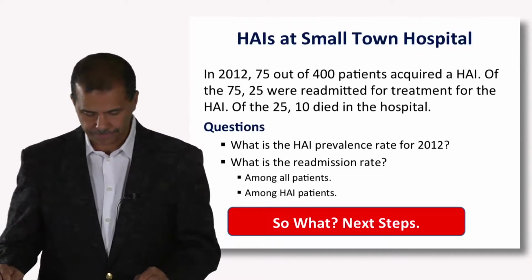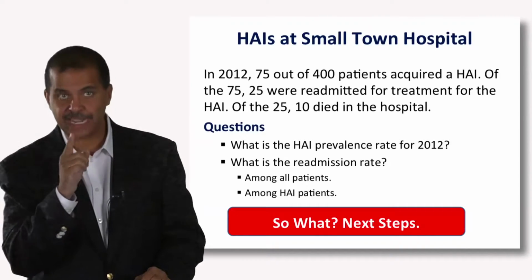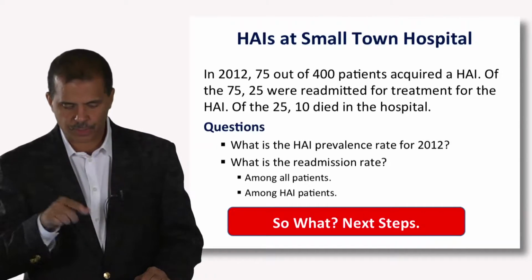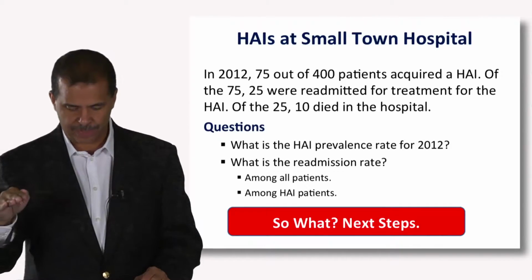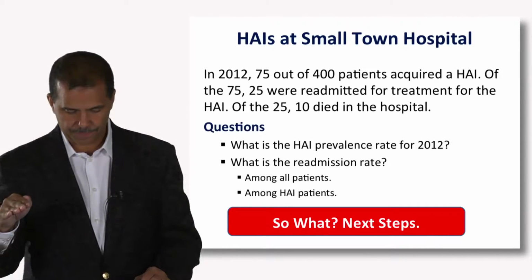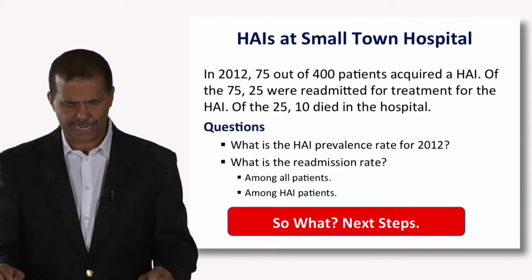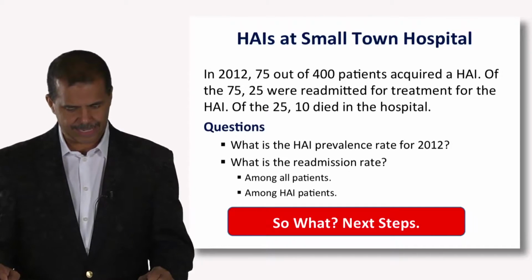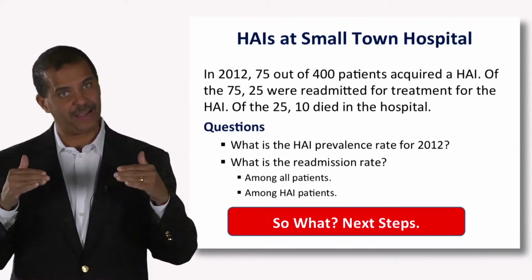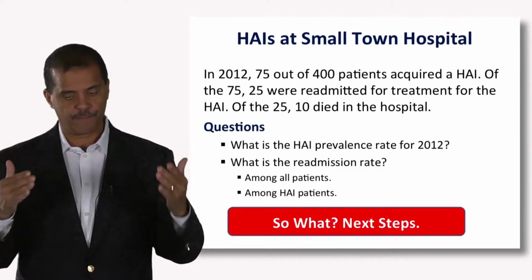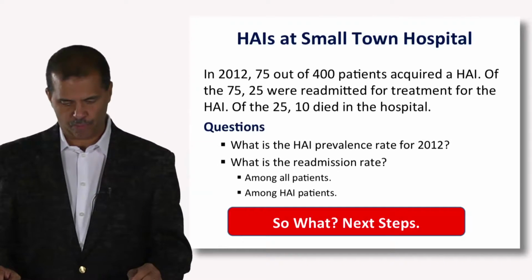So let's take a look at that. We have to go back and say, okay, how many patients have HAI? So 75 out of 400 acquired HAI. So now we know 75. And then the prevalence rate: 25 were readmitted, we're not looking at that. 10 died, we're not looking at that. So the prevalence rate is 75 divided by 400. That's your prevalence rate.